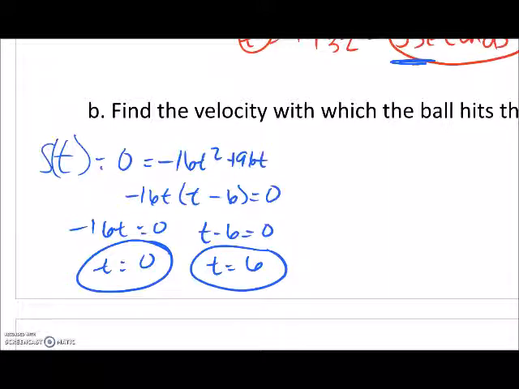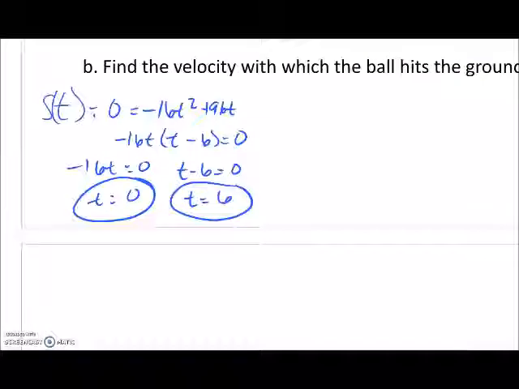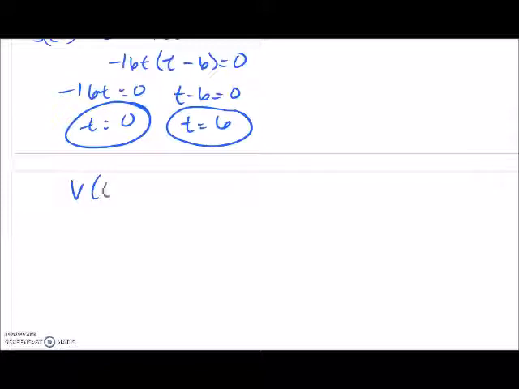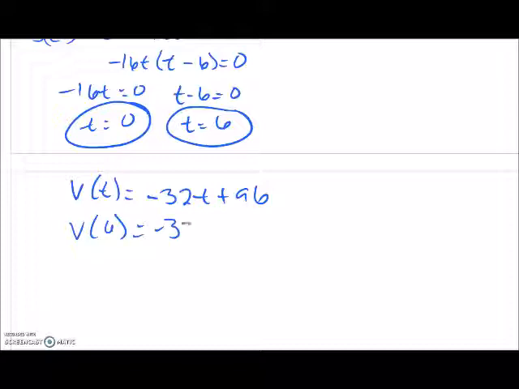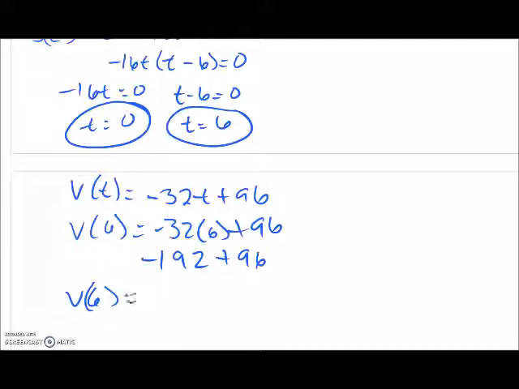So since we want to know the velocity when it hits the floor, we need to think about when t is 6. Having the velocity formula, which we already figured out in the upper section, which was negative 32t plus 96, we're going to plug in the 6. When we do that, we get negative 192 plus 96, which tells me that at 6 seconds, I have a negative 96 feet per second.